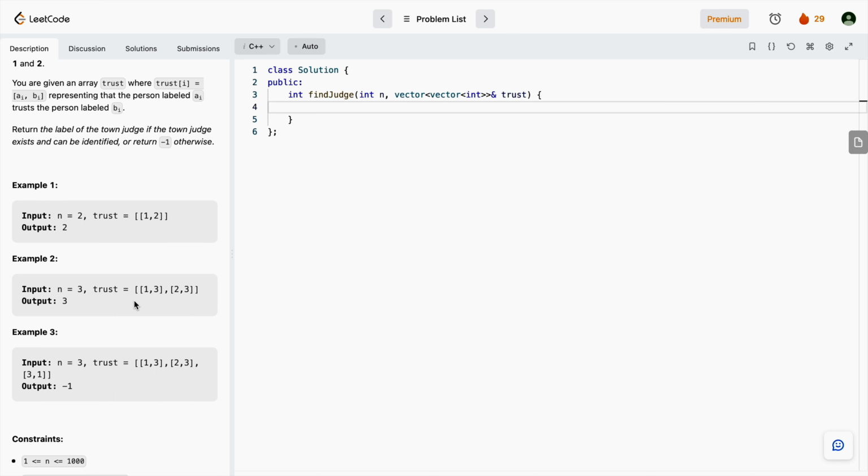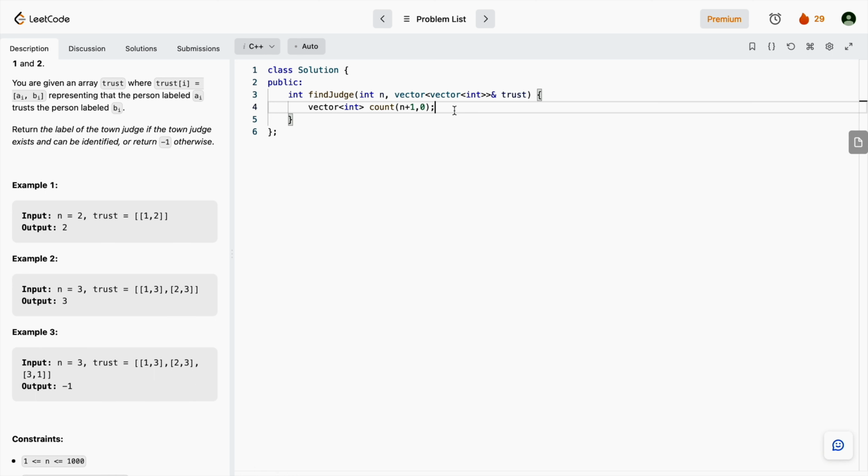So we will just make a count array, and at every index we will be counting the number of people who trust that person. Let's take a vector where we will be storing the count, of n plus 1 size, and the default value would be 0. That's the way of initializing.